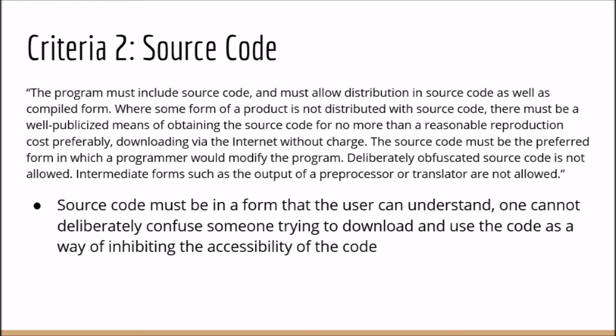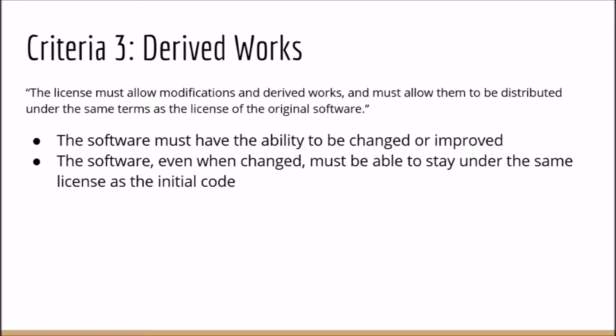The second criteria is the source code. The source code must be in a form that the user can understand. One cannot deliberately confuse someone trying to download and use the code as a way of inhibiting accessibility of the code. The third criteria is derived works. The software must have the ability to be changed or improved, and the software, even when changed, must be able to stay under the same license as the initial code.